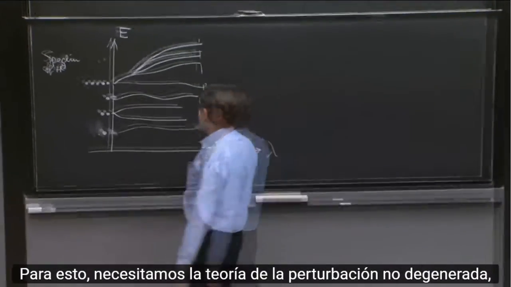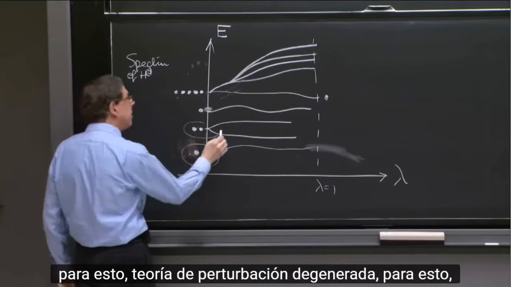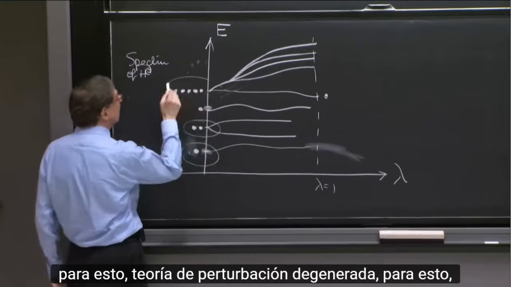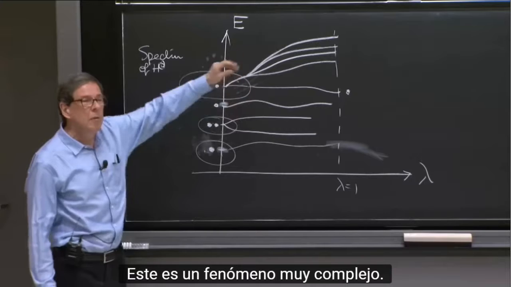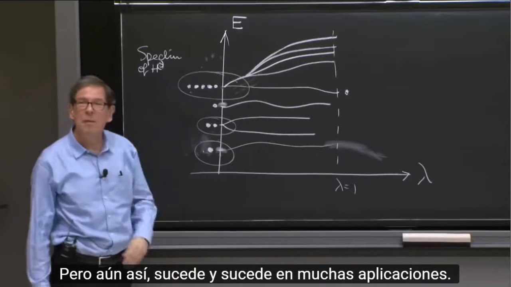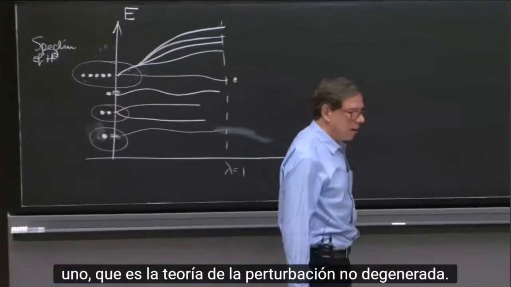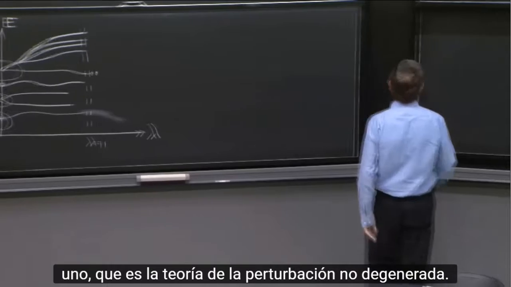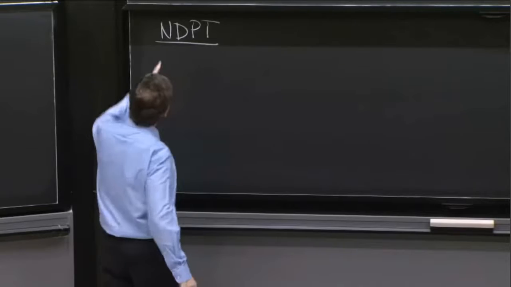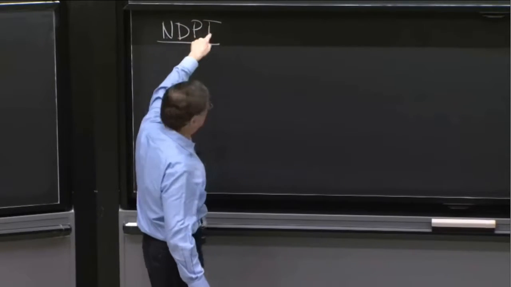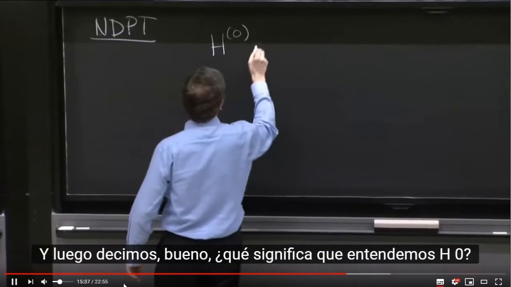For this, we need sophisticated degenerate perturbation theory, which is a very intricate phenomenon, but still it happens, and happens in many applications. So we're going to start with a simpler one, which is non-degenerate perturbation theory. And then we say, well, what does it mean that we understand H0?